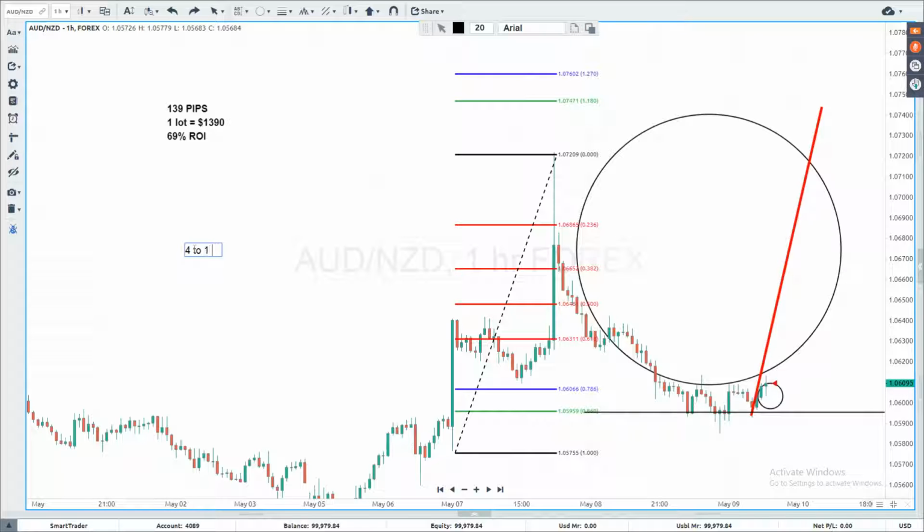Now write this down, 4-to-1 risk to reward. This is the last thing I can show you because we're running out of time. But if you trade this way, 4-to-1 risk to reward means for every pip you risk, you want to make 4. So you're going to risk one to make 4. This will take all the pressure off.